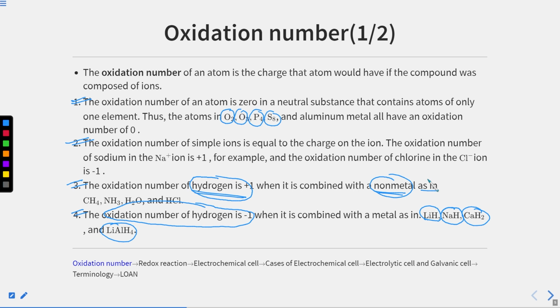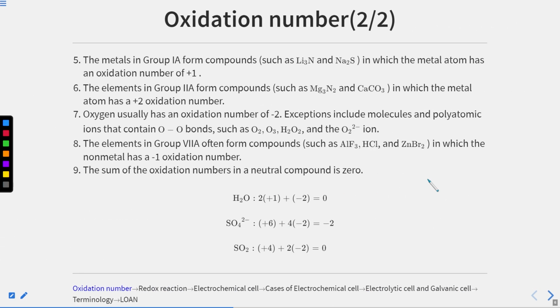And if it is combined with non-metal, it will have a charge of +1. Now the metal of group 1A will have a charge of +1 if it is combined with non-metal. And if it is a group 2 element, then it will have a charge of +2 if it is combined with non-metal. Then oxygen usually has a charge of -2, but there are exceptions. The exceptions are ozone, oxygen, H2O2, O2, which means basically if there is an oxygen bond, then in that case it will have a charge of -2.